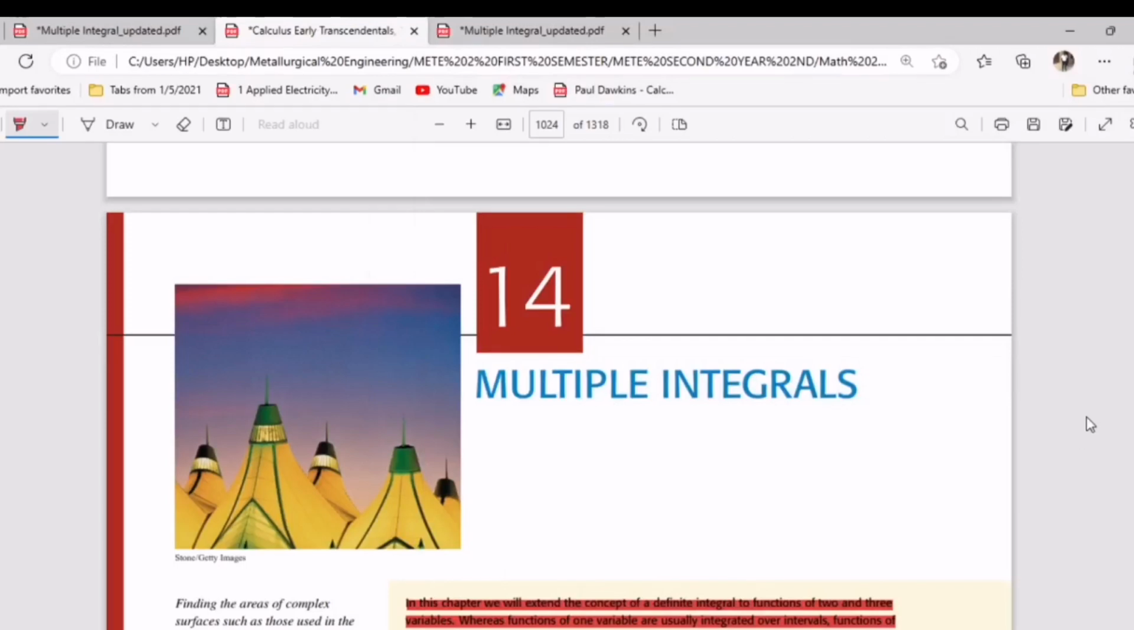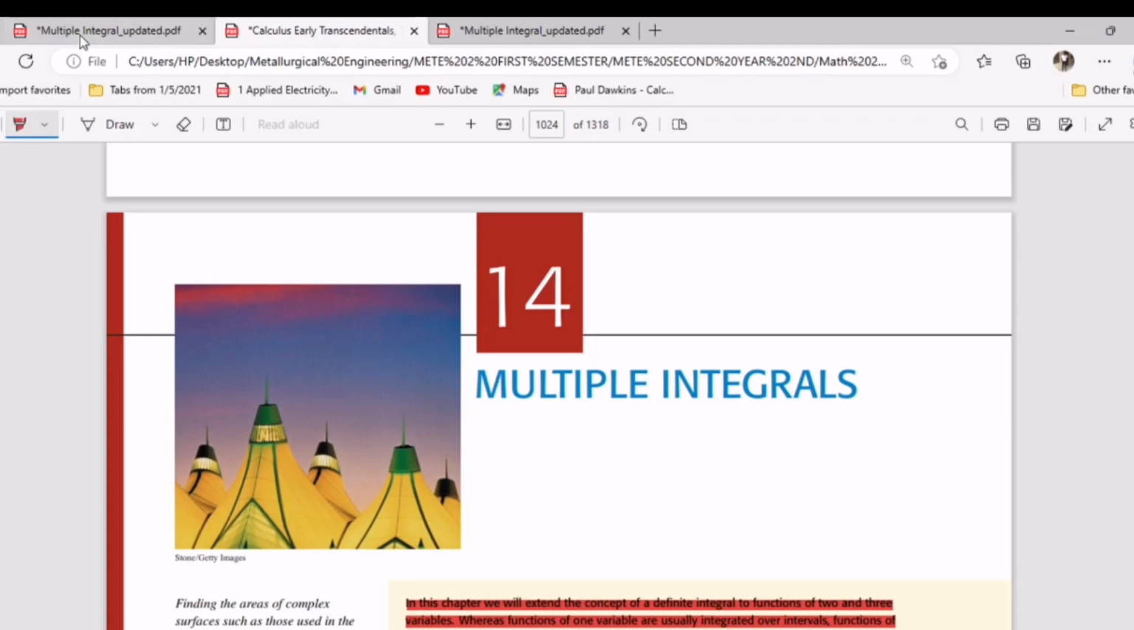In this video, we're going to talk about multiple integrals. In this chapter, we will extend the concept of a definite integral to a function of 2 or 3 variables. In this video, you'll first be able to know how to solve for double integrals given the regions, know how to use a calculator to solve for double integrals, and also review single integrals with their intervals.